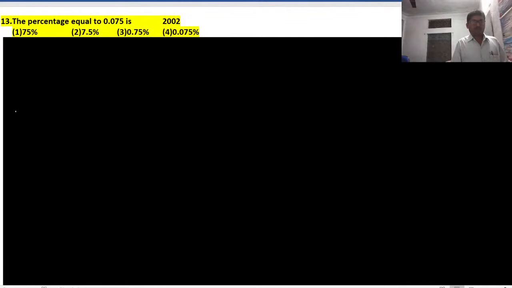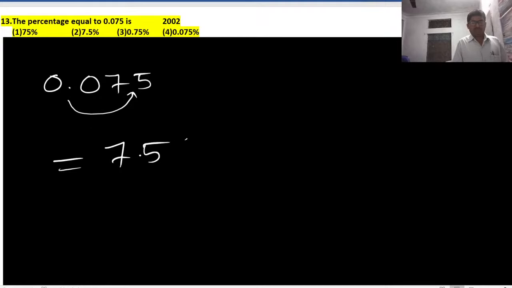Question number 13. The percentage equal to 0.075 is, this is a decimal number, 0.075. We have to convert into percentage. To convert into percentage, simply shift the decimal to the right by 2 places and keep the percentage sign. 7.5. Option 2.